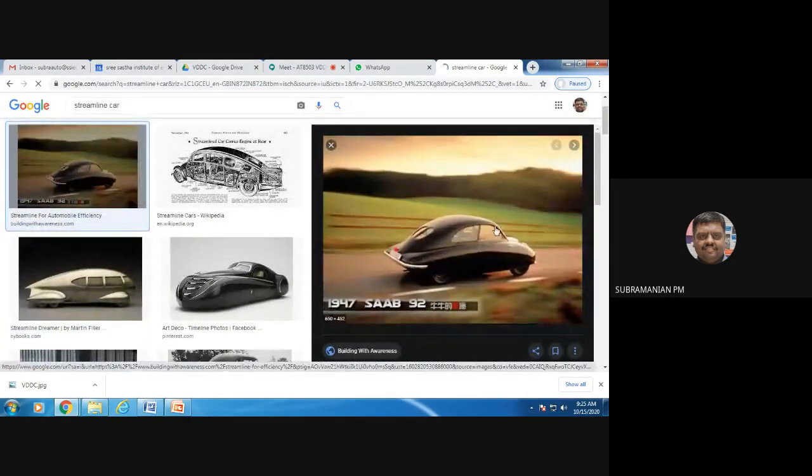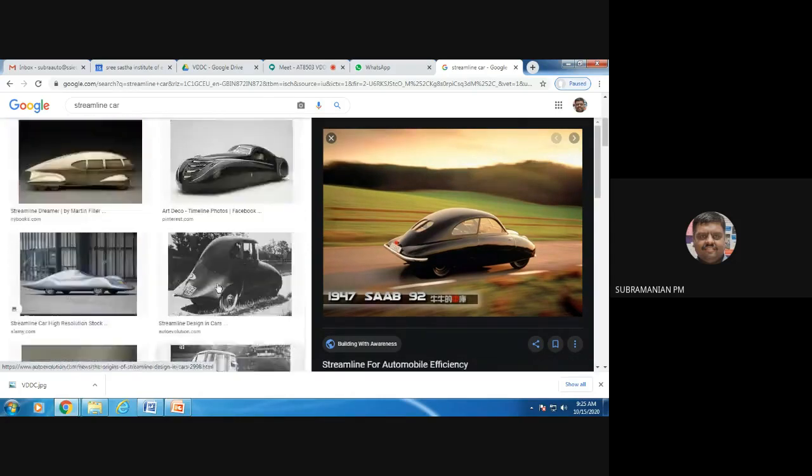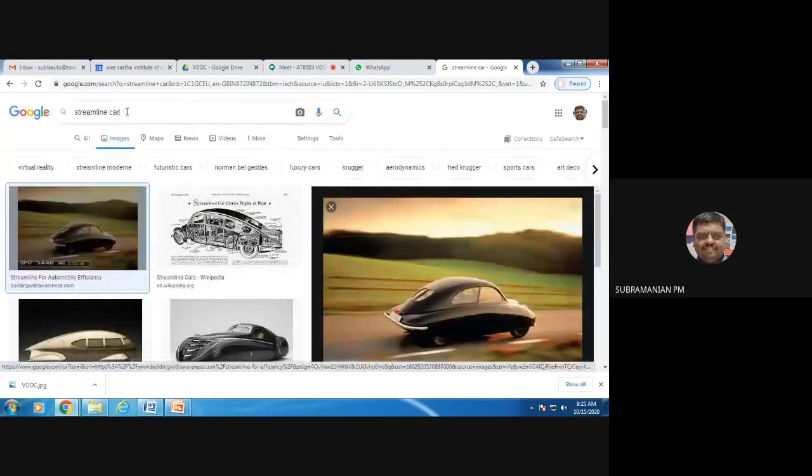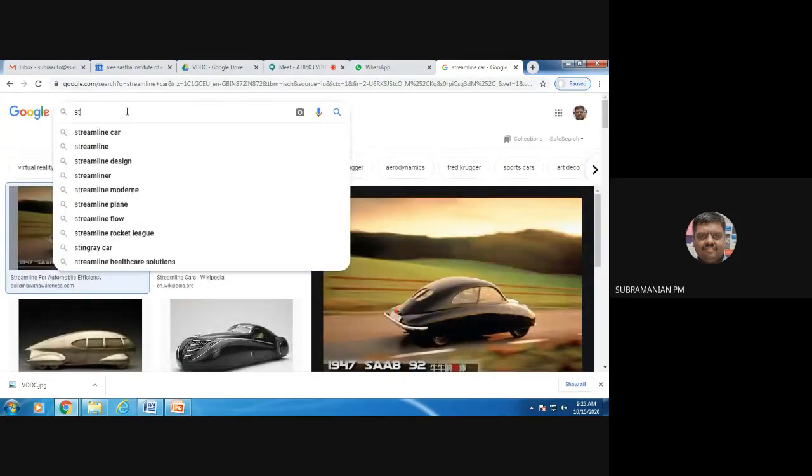Okay, so see, we are having a streamlined windshield, meaning my windshield is not vertical. It was streamlined, and you can see the rear part also. Why is this type of configuration coming? Both for style as well as for reducing the aerodynamic resistance.